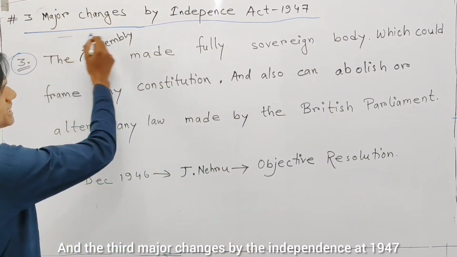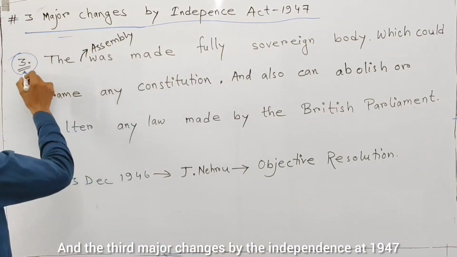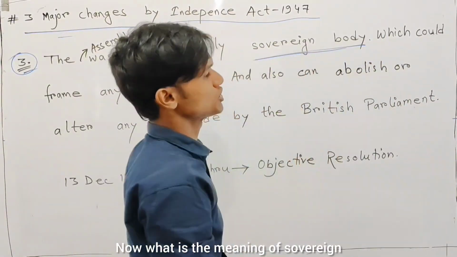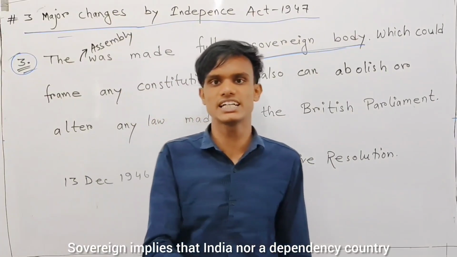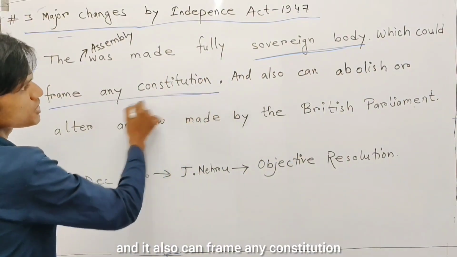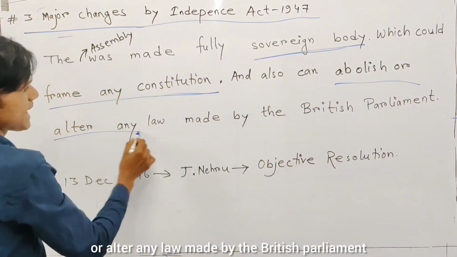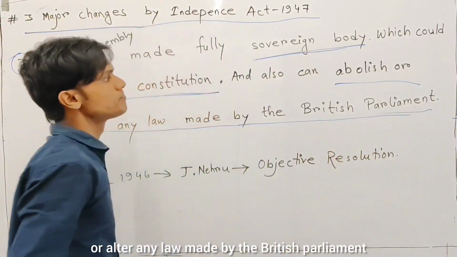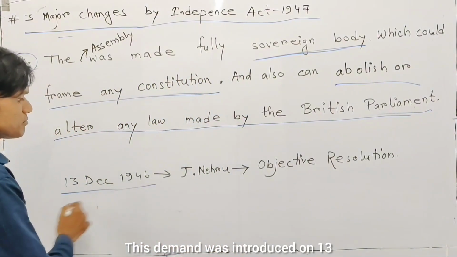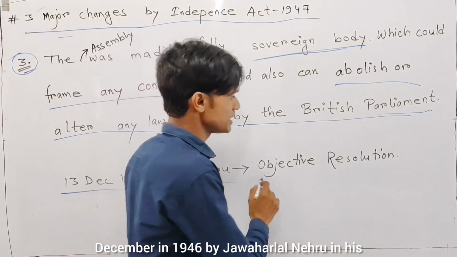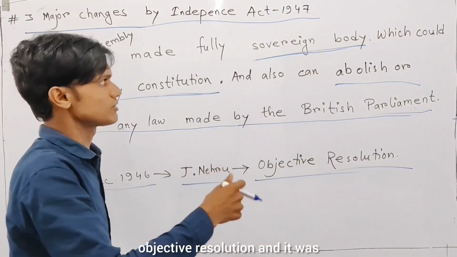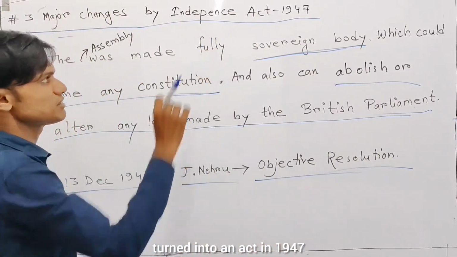The third major change by the Independence Act 1947 was that the Assembly was made a fully sovereign body. Now, what is the meaning of sovereign? Sovereign implies that India is neither a dependent country nor a dominion of any other state. It can also frame any constitution and abolish or alter any law made by the British Parliament. This demand was introduced on 13 December 1946 by Jawaharlal Nehru in his objective resolution, and it was turned into an act in 1947.